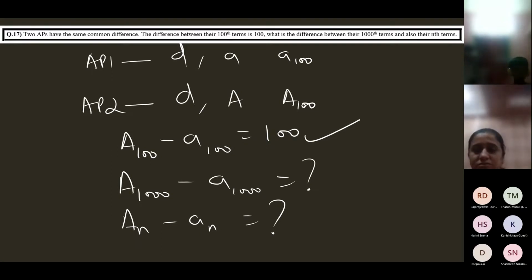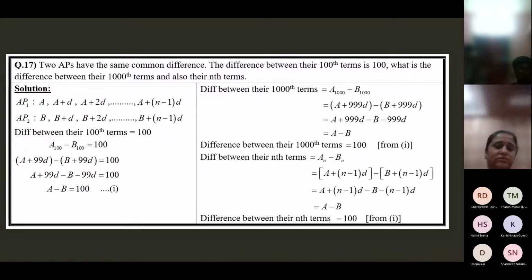Is this understood? Yes, ma'am. Okay, now the working will be easy for you.